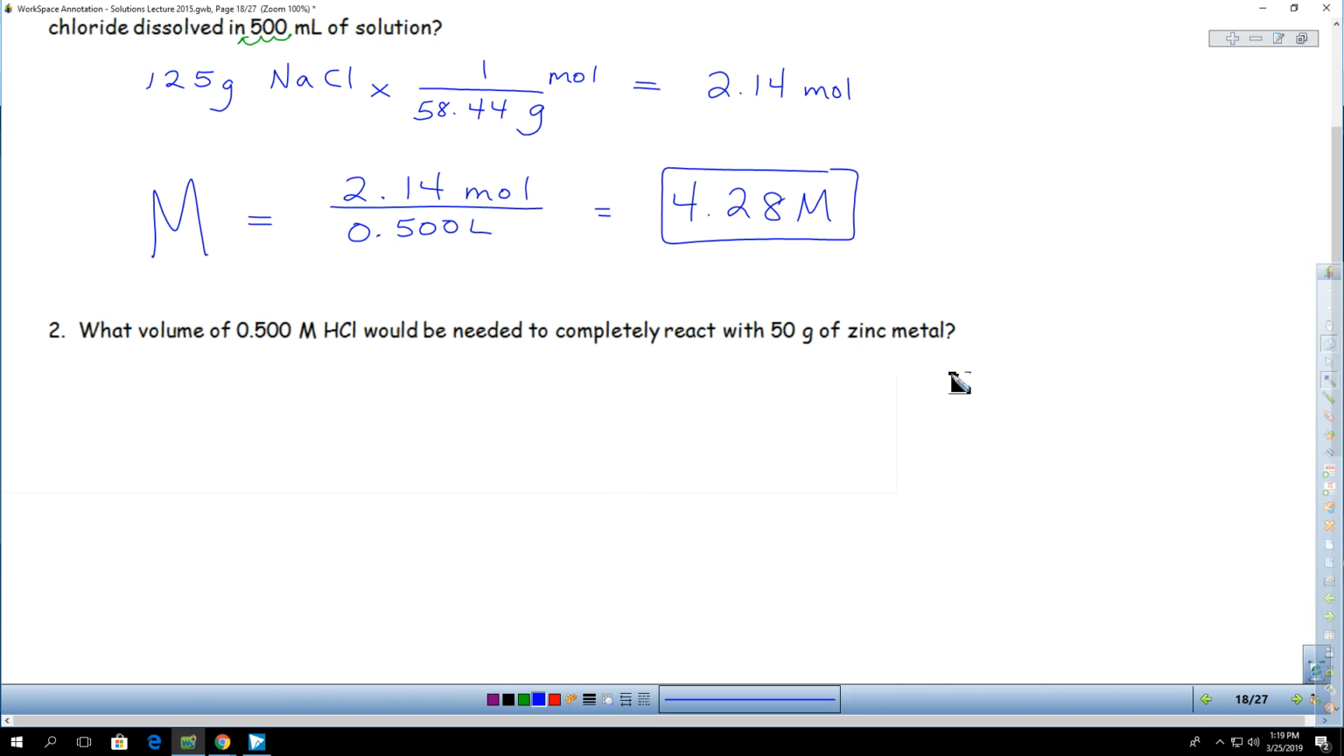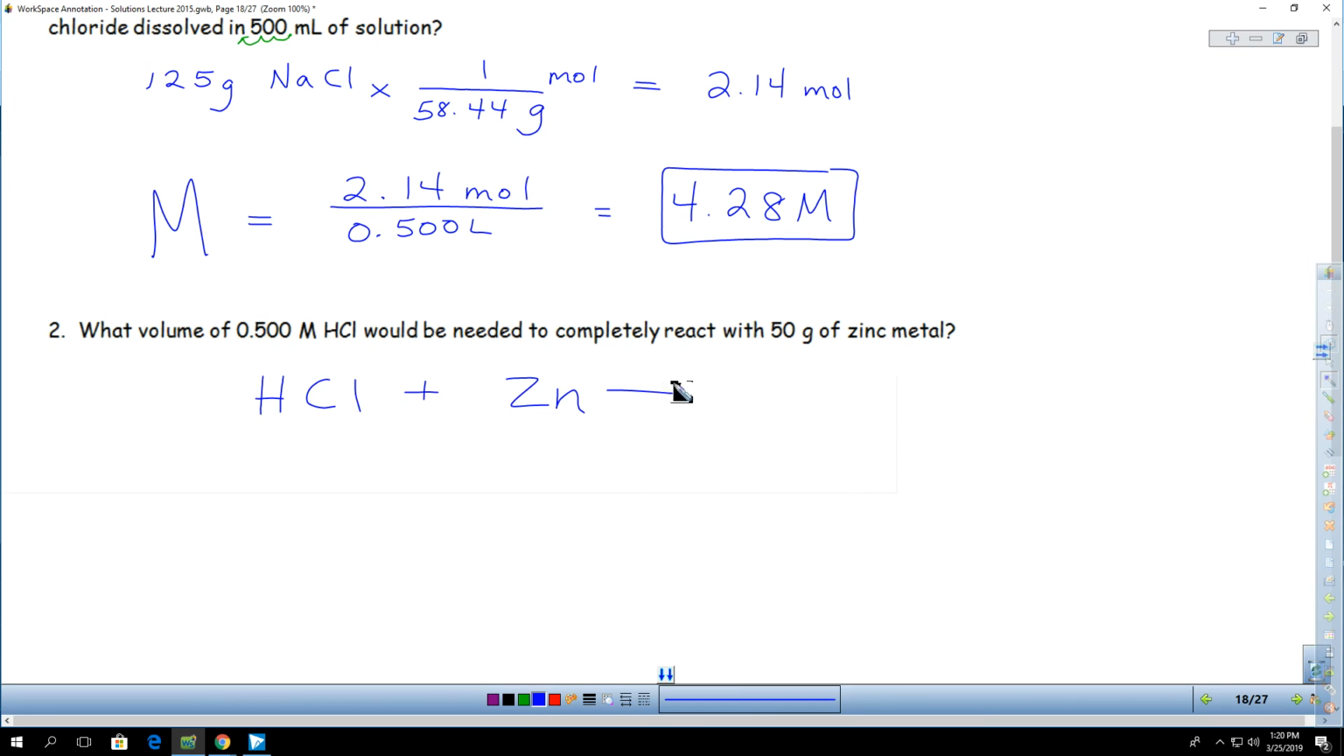Okay, so with this being like a chemical reaction, it really smells of stoichiometry, doesn't it? Oh, I just smell the stoichiometry. In order to do stoichiometry, I need a balanced equation. I need to know the ratio by which hydrochloric acid reacts with zinc metal. So here we go. Hydrochloric acid is HCl. It's reacting with zinc.